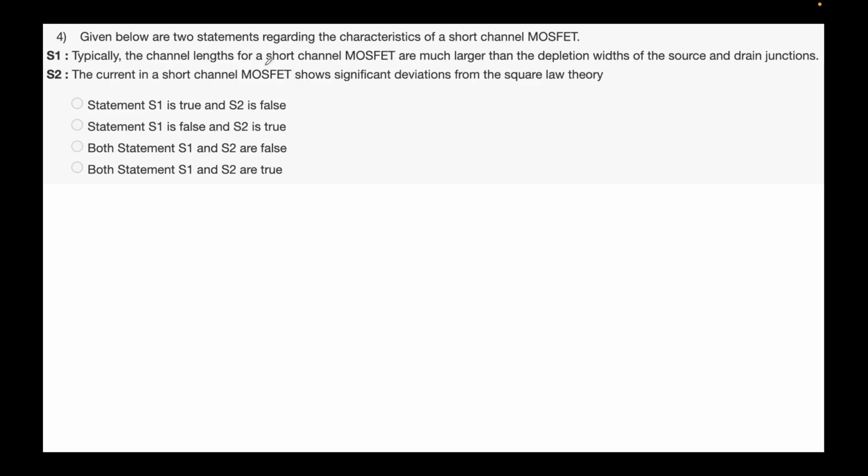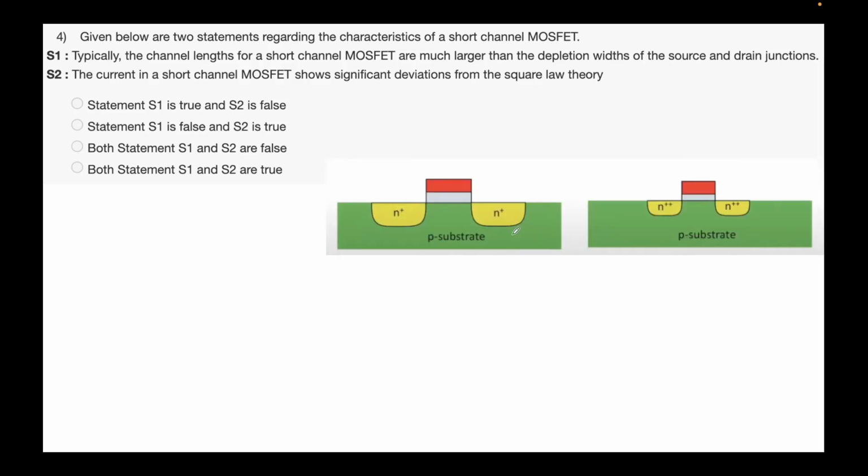Statement 1 says that typically the channel lengths for a short channel MOSFET are much larger than the depletion widths of the source and drain junctions, right? Let me illustrate it with the diagram. This is your original version, from the slide which you saw a few minutes back. This is your normal one, let's say your long channel, and this is L. Let's focus only on the channel length here, right? And this is your alpha L, which is scaled, and this is what I mean by short. We'll define them right now.